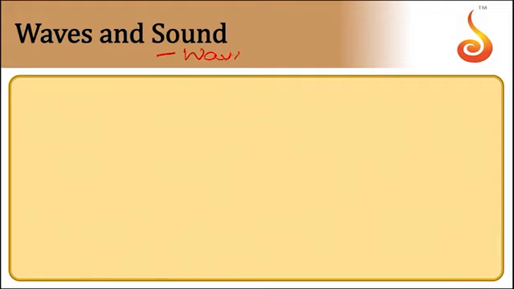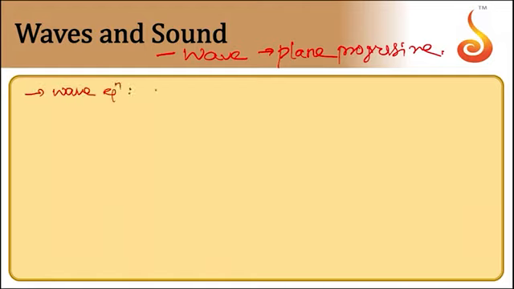We are actually considering the wave which is basically a plane progressive wave. That's our topic of discussion, plane progressive wave. The general wave equation is written in the following form: y is equal to a sine (omega t minus kx), where k is 2 pi by lambda, called the wave number, and of course omega is 2 pi divided by T, the angular frequency.